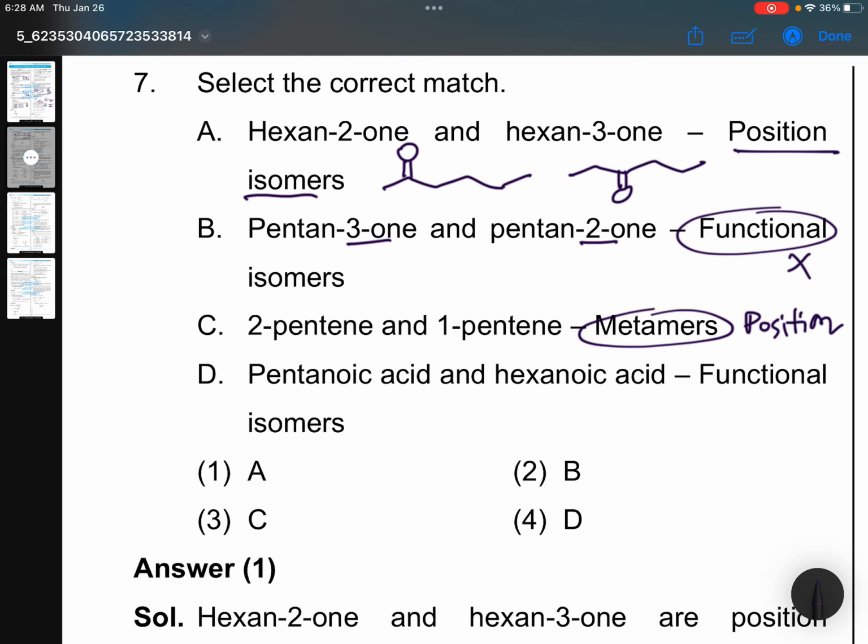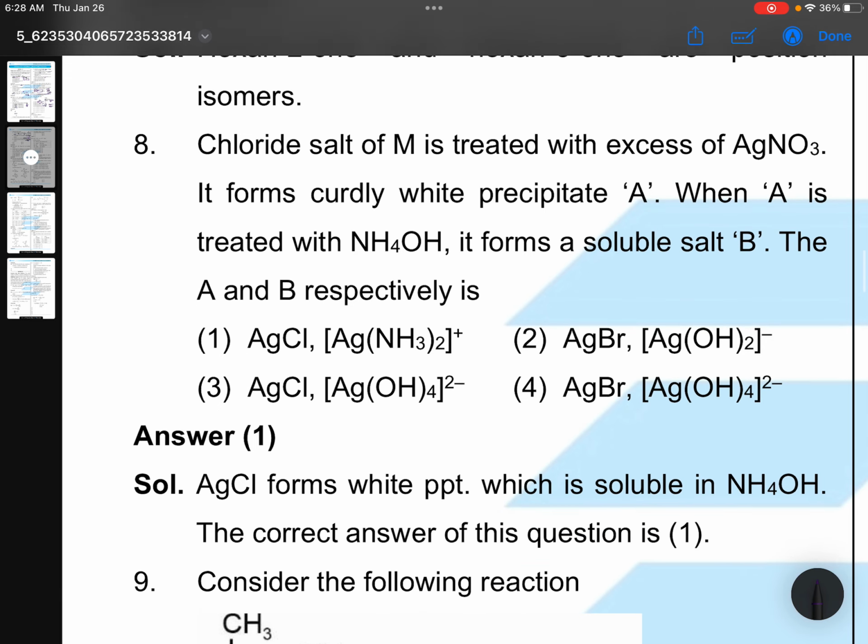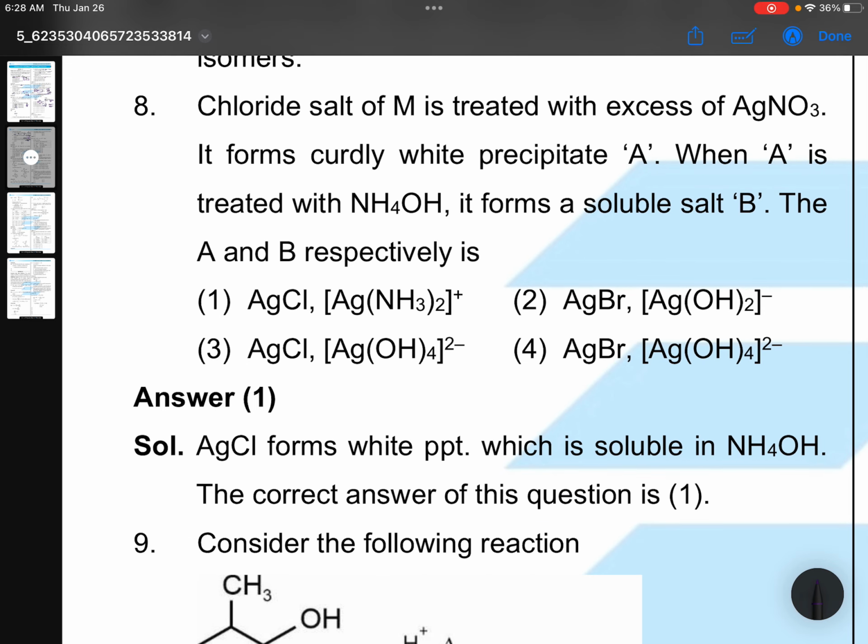Pentanoic acid and hexanoic acid are functional isomers. Not at all; they are not isomers. So in this way you can take this as right. But actually, if position and metamers both terms are there, we should go with metamers. But here neither is there, no? You can accept.